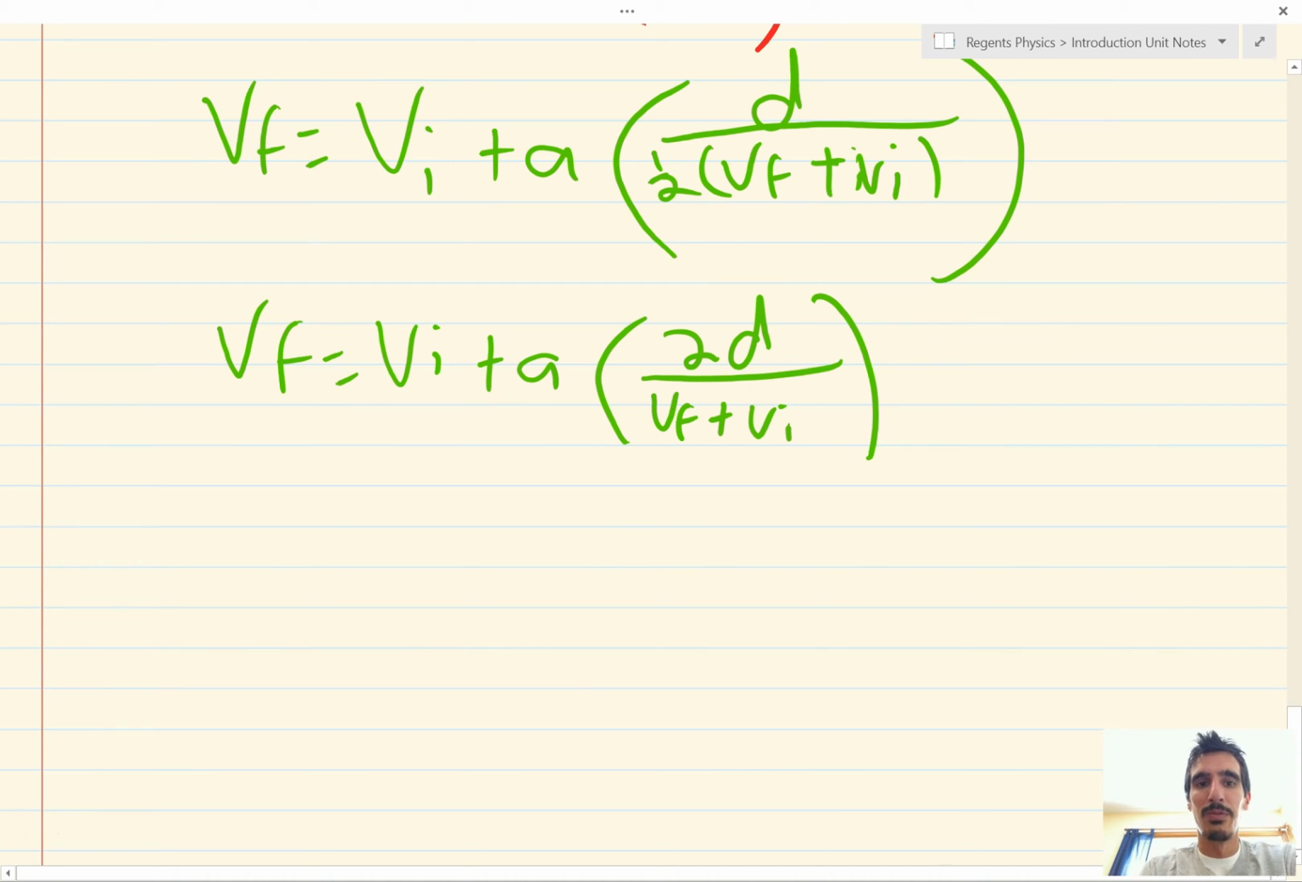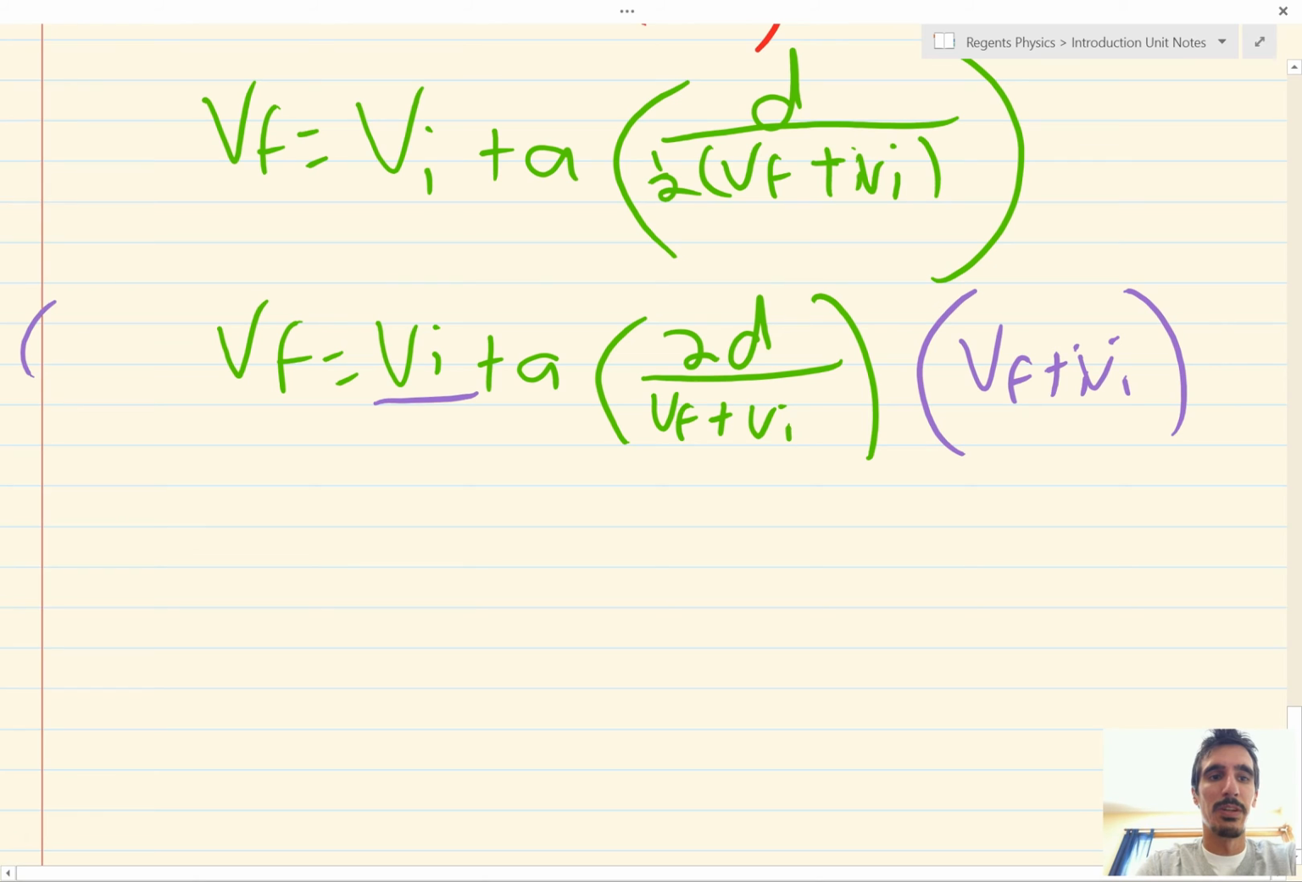Notice we have a number VI with nothing underneath, and then 2D over VF plus VI. So if we want to combine these fractions together, we have to multiply the entire thing by VF plus VI. So everything to the left of the equation sign and everything to the right of the equation sign.